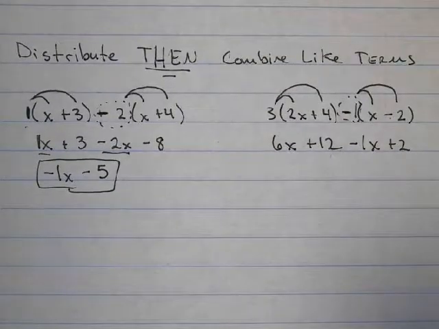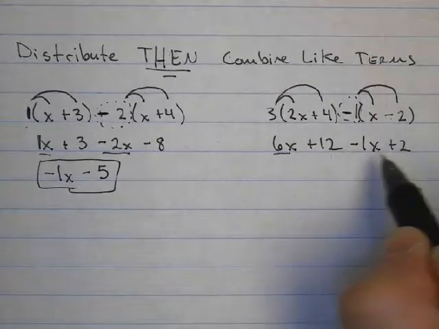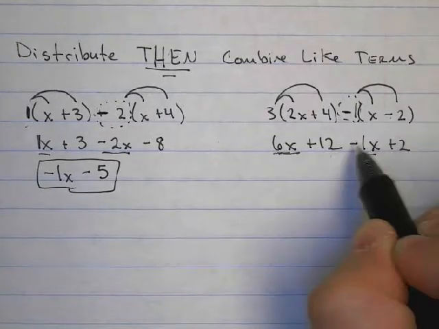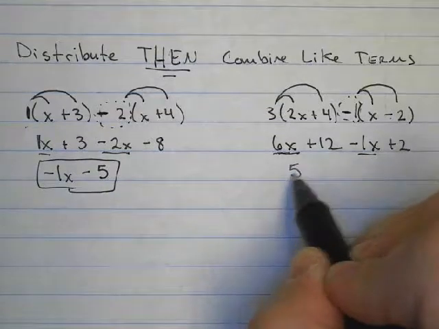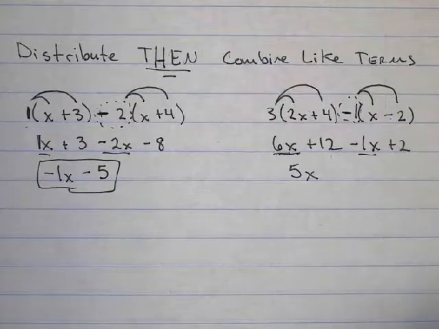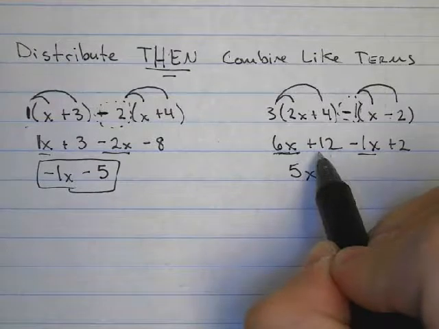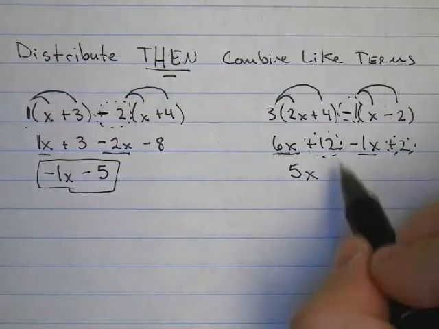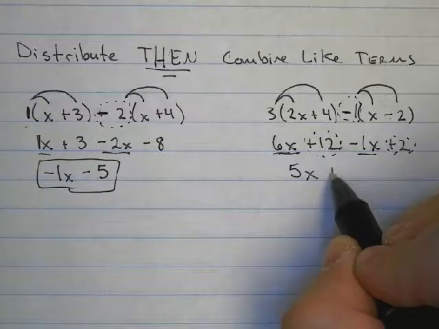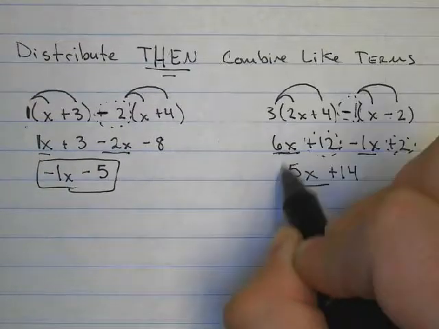So now it's time for us to combine like terms. Well, I'll combine my x's together, and if I have a positive 6x and a negative 1x, different signs subtract, and I get 5x, keeping the sign of the larger number. And then I'll combine my constants, my positive 12 and my positive 2, and that will be 12 plus 2 is a positive 14. And there is my final answer.